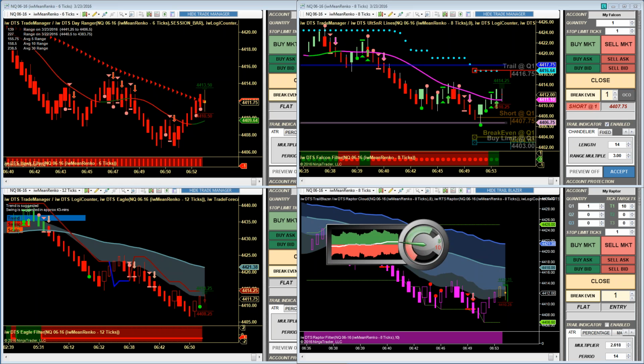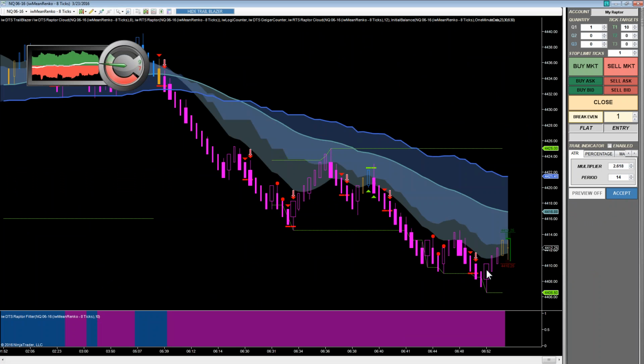All right. Let's see if we're going to get a trend change here on the Raptor. I think we might. So the Raptor is starting to make a little bit of a bottom.